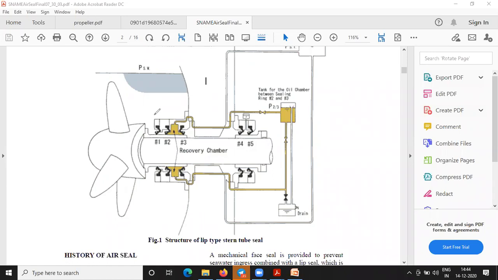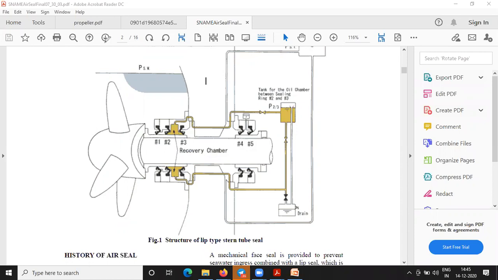Now, what is happening? Here we have seawater. Here we have the aft seal tank, and the oil which we are giving here has to be in conjunction with this oil and the seawater outside. As and when the draft increases, the seawater pressure increases. As the seawater pressure increases, the stern tube pressure should also vary according to the seawater pressure.